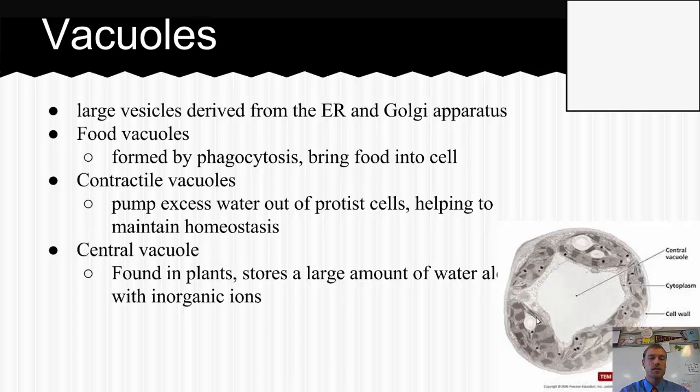Vacuoles are large vesicles, and sometimes they can be considered lysosomes. It just depends on who you're talking to, but in general, we're going to think of them as something different. And there are three different kinds. Food vacuoles, which we talked about, are formed by phagocytosis, where the outer membrane pinches in and brings food into the cell. Contractile vacuoles help pump excess water out of protist cells, and generally these are going to be freshwater protists, helping maintain homeostasis, so they maintain the right balance. And then the central vacuole, which you have learned about in biology before, is found in plants, and it stores a large amount of water along with some inorganic ions, things like potassium that they need to survive.